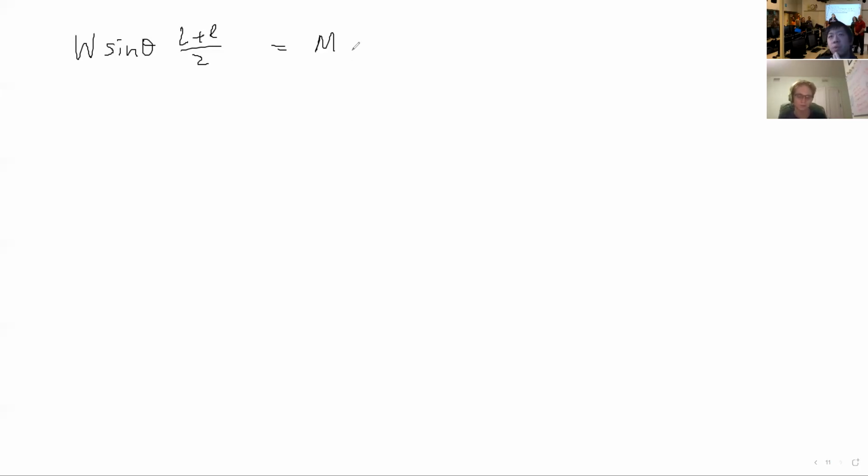Yeah, so this is equal to mg L over 2 times the sine of theta. And then these can cancel out. And also, okay, but then what is W? So W is the part of the stick that's in the water. So first of all, the mass of the part of the stick that's under the water is equal to m times 1 minus l over L. So this is the mass.